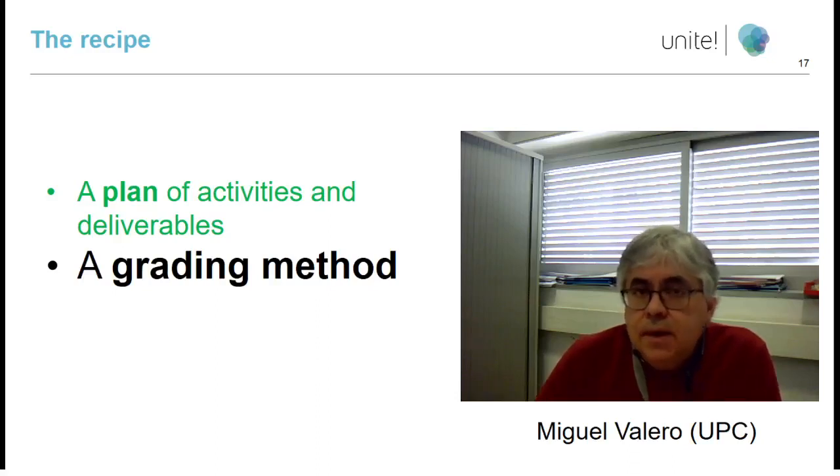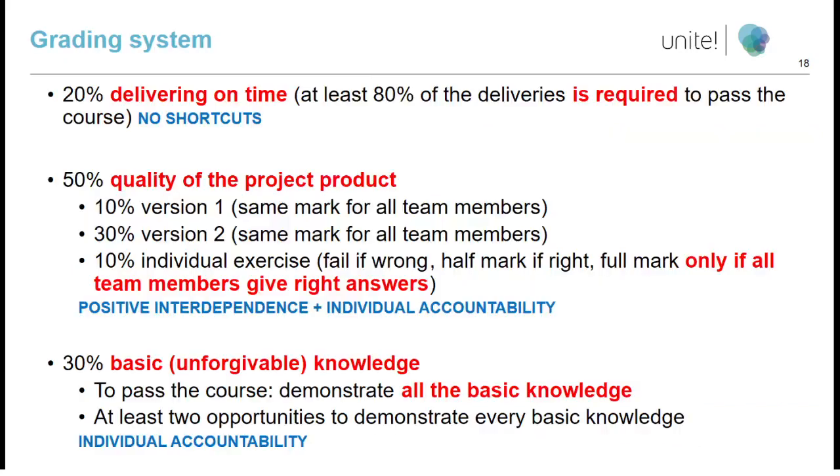Okay, we have seen all the details on how the plan of activities and deliverables can be built. So the second component of the recipe is the grading method. So let's see how it looks. The grading system is based on three components: the delivery of the activity on time, the quality of the final product, and the results of the basic knowledge exams.